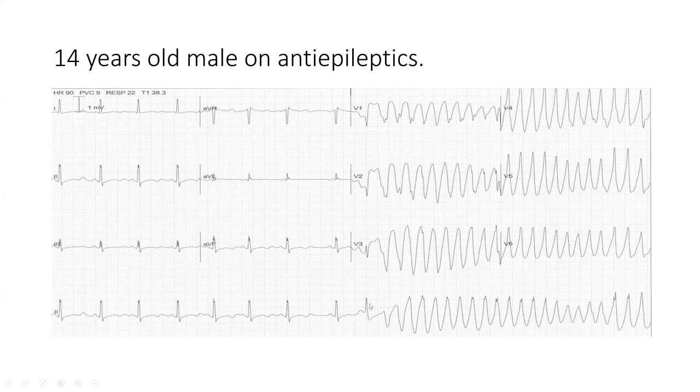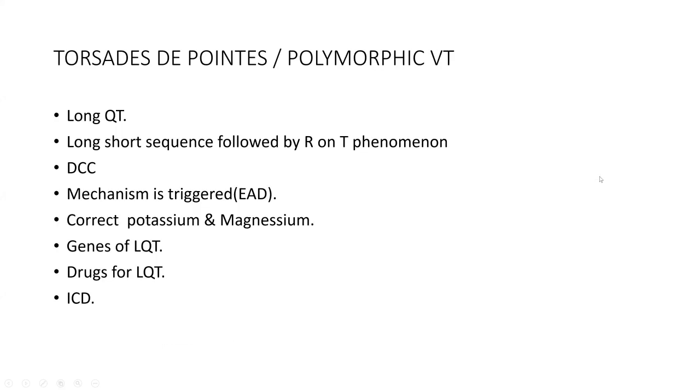there is a PVC which is on T. So this is the R on T phenomenon, which resulted in polymorphicity. Polymorphicity in the context of long QT is called TORSADES. So the diagnosis for this ECG is TORSADES or polymorphic VT. In this patient, the patient had long QT, and we can see the long-short sequence which is followed by the R on T phenomenon.